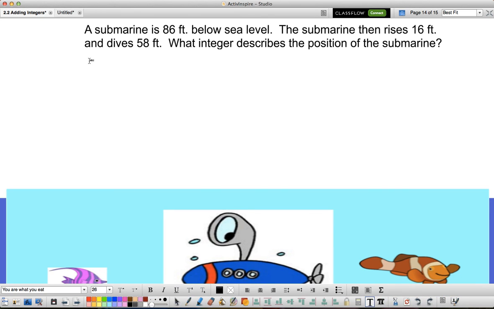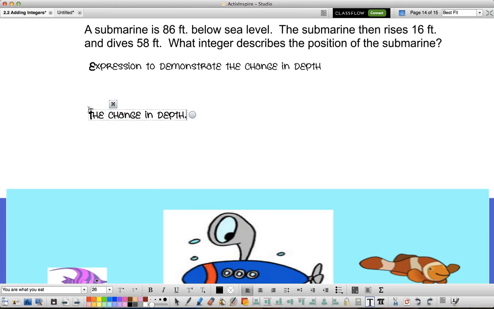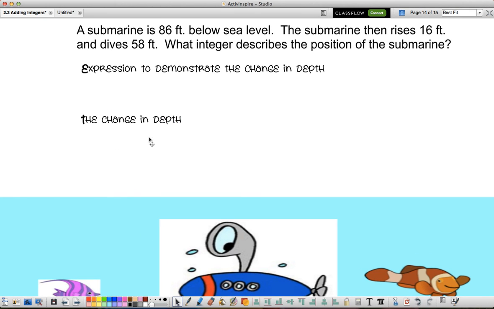So I want 2 things here. I want an expression to demonstrate the change in depth, and I want the change in depth. Okay, so you're giving me an expression and you're giving me an answer, just like we did for the football problem.